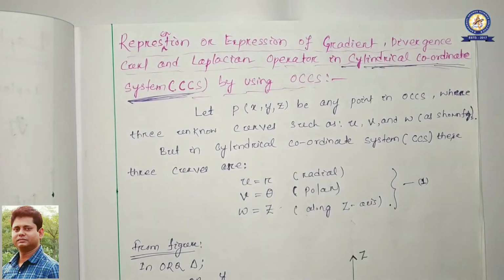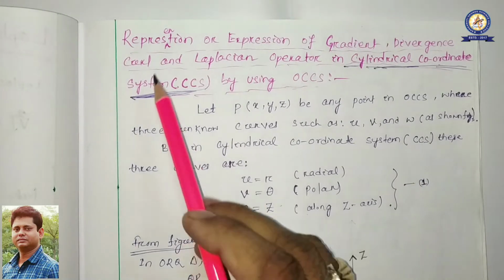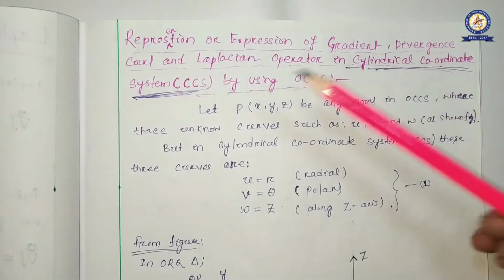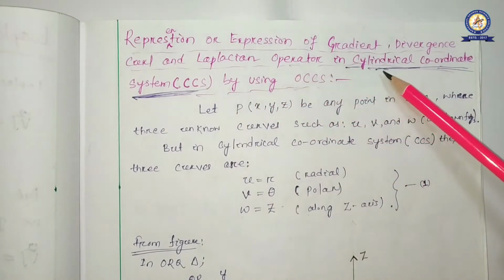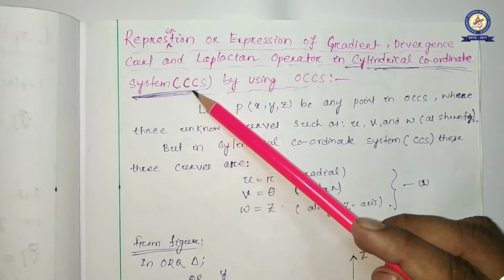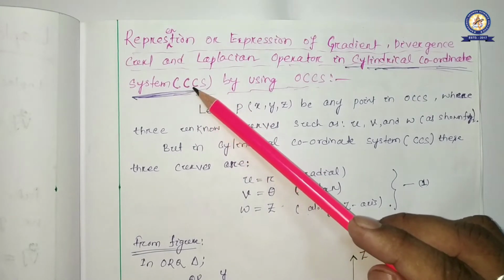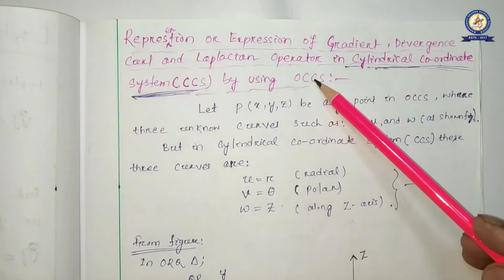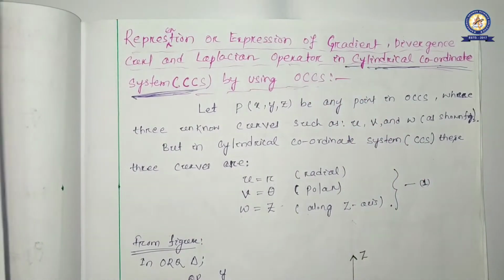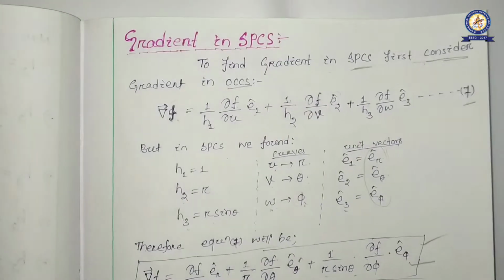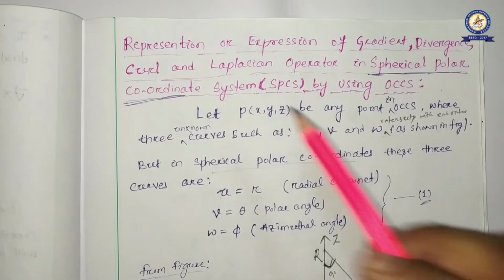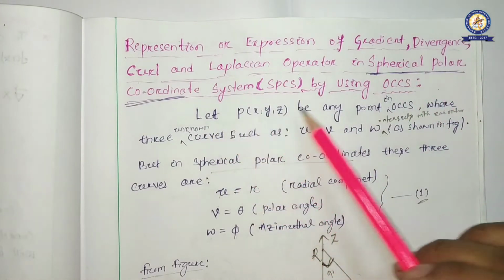In this class, we are going to discuss the representation or expression of gradient, divergence, curl and Laplacian operator in the cylindrical coordinate system. In short, here I have written CCS for cylindrical coordinate system, by using OCCS, that means orthogonal curvilinear coordinate system. In our previous class, we discussed in detail the representation of gradient, divergence, curl, and Laplacian operator in the spherical polar coordinate system by using OCCS.